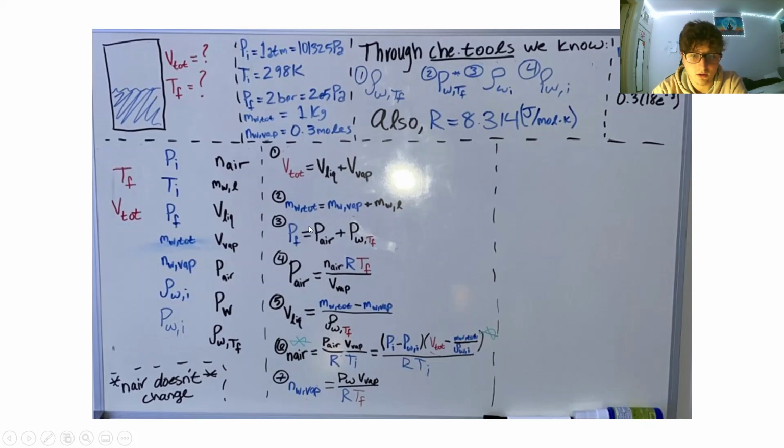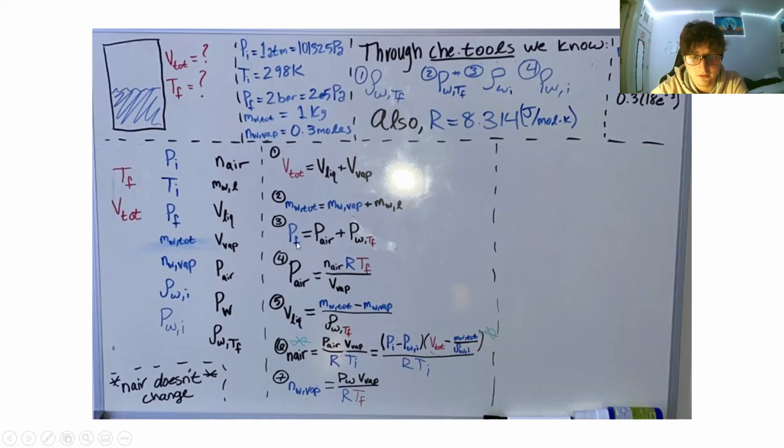My main goal with writing all of these was going for the totals: the total volume, the final pressure, and also rearranging PV equals nRT, just trying to build as many relationships as possible. First, the total volume equals the volume of the liquid plus the volume of the vapor. Pretty straightforward. Same here: the total mass of the water equals the mass of the water vapor plus the mass of the liquid water. Another simple sum.